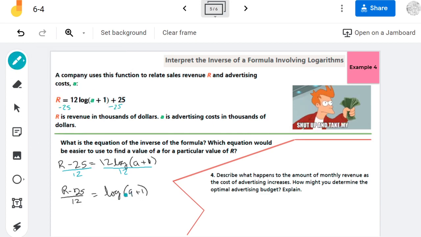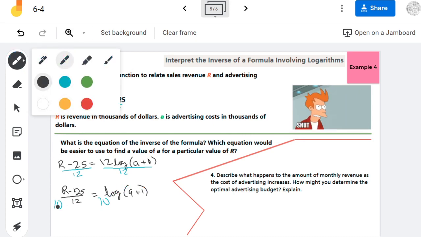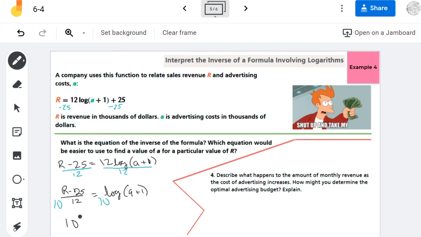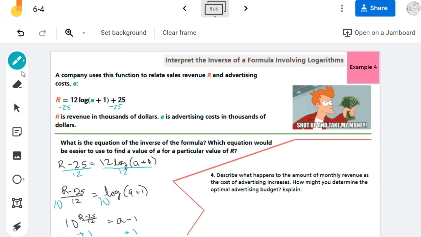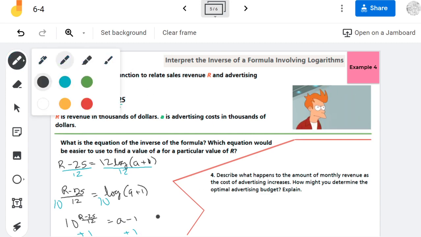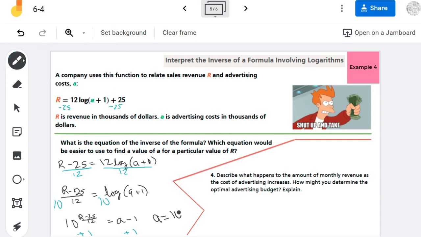Now this is a common log, which means that it's log base 10. So when I exponentiate, I'm raising 10 to that exponent on each side. All right, so I have 10 to the r minus 25 over 12 equals a plus 1, and then I'm going to subtract 1 from each side. So in the end, my equation is a equals 10 to the r minus 25 over 12 minus 1.